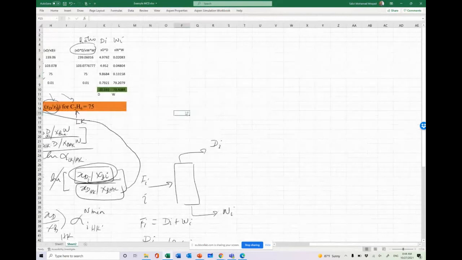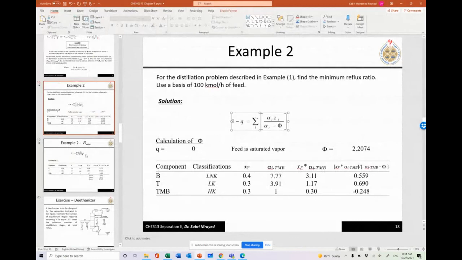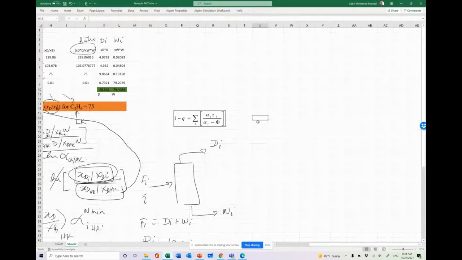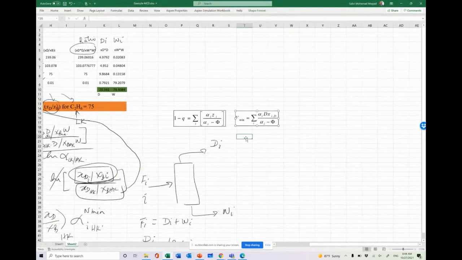Just to remind you, this is your equation. And also we need this second one here. So you need these two equations to get the minimum. But the minimum requires phi or psi, and psi has to be obtained by solving this equation.